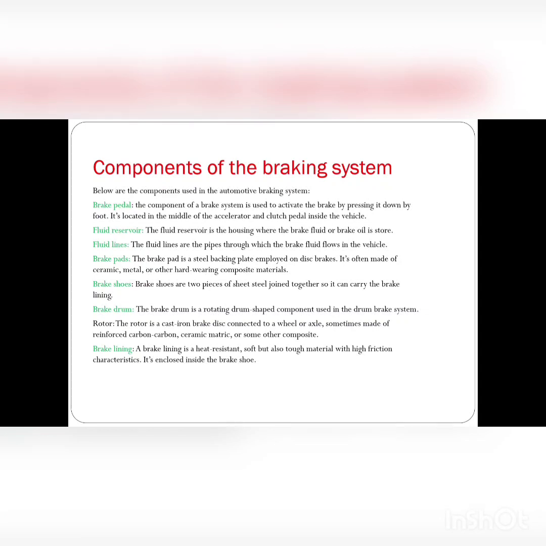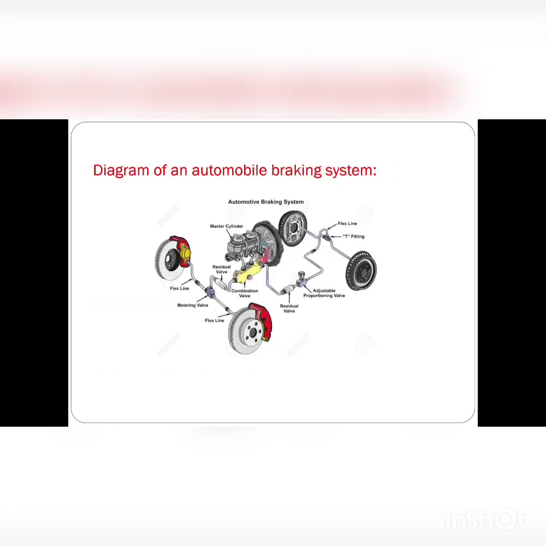And rotor. The rotor is a cast iron brake disc connected to a wheel or axle, sometimes made of reinforced carbon, ceramic matrix, or some other composite. Brake lining. A brake lining is a heat-resistant, soft but also tough material with high friction characteristics. It's enclosed inside the brake shoe. This is a diagram of the automobile braking system.